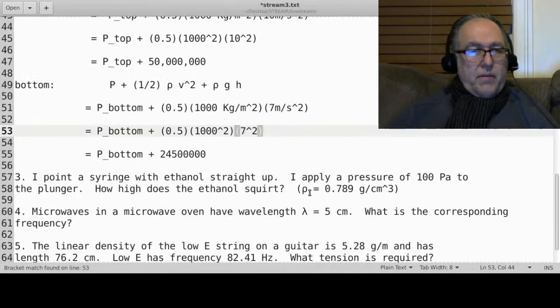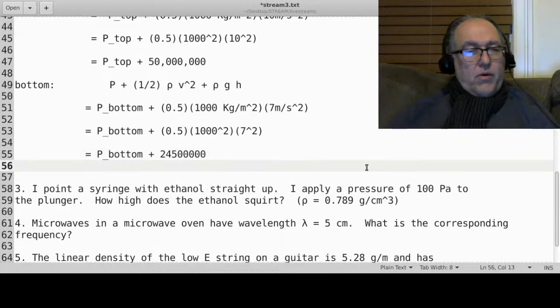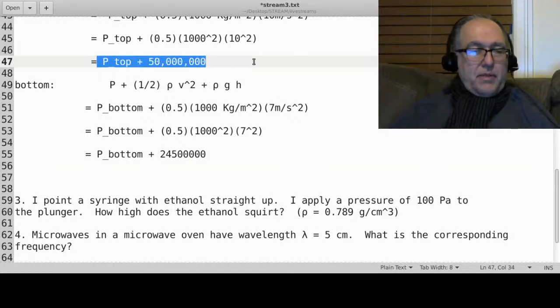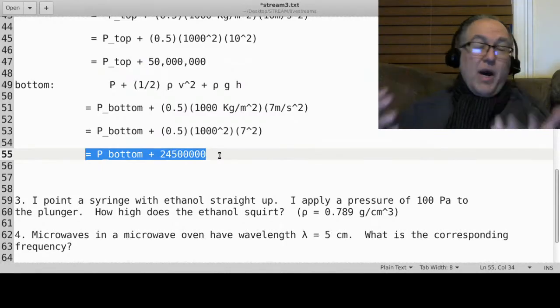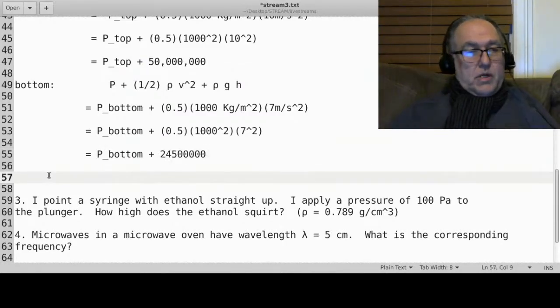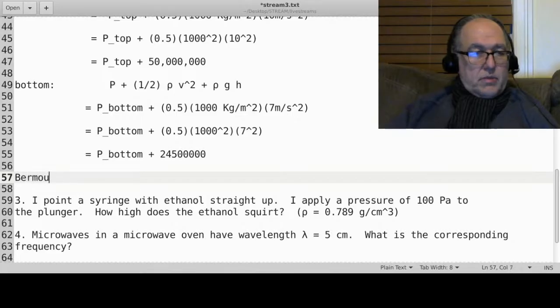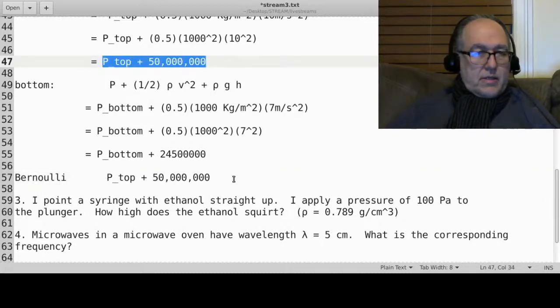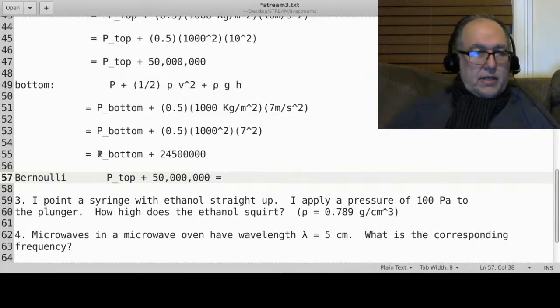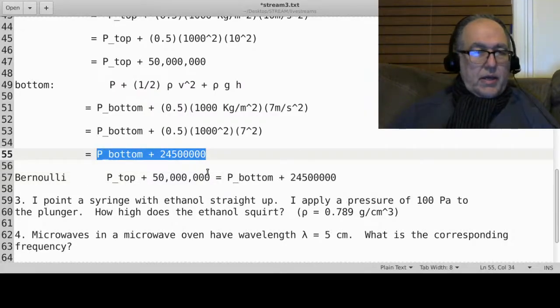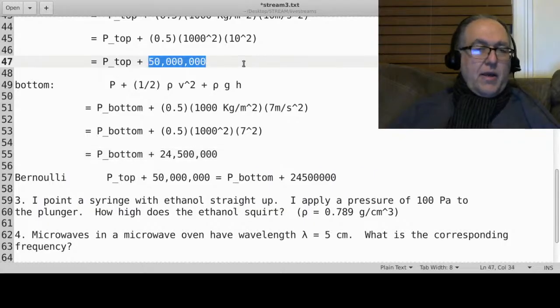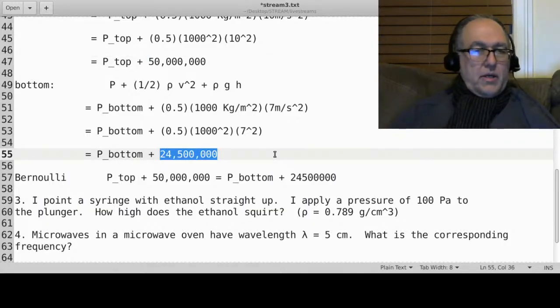That's that. So now what? Well, we have that quantity on the top. We have the quantity on the bottom, and Bernoulli says that they have to be equal. So Bernoulli's principle says that this must equal this. And just to put some commas in there so you could see it, this one's 50 million and this one's 24 million pascals.